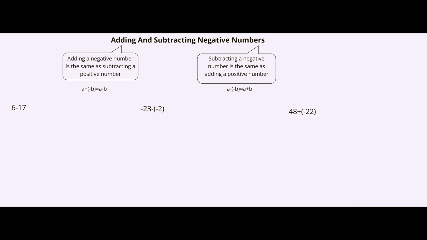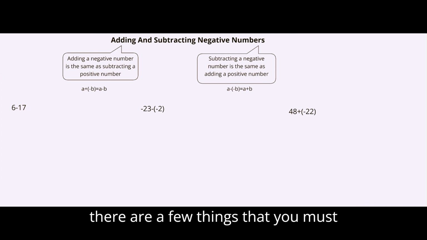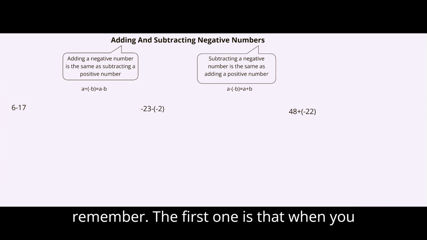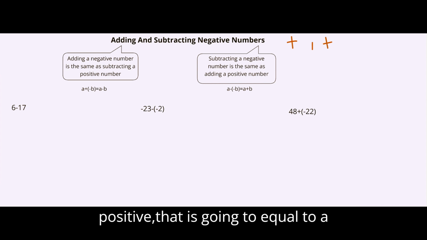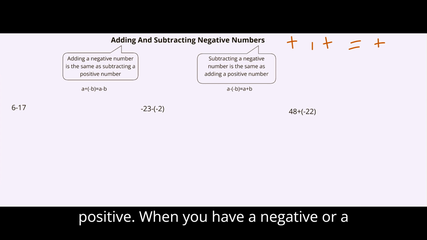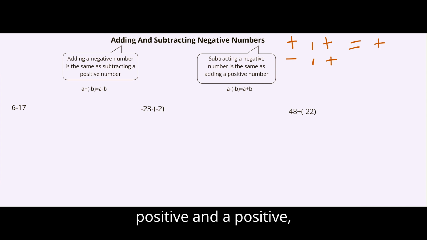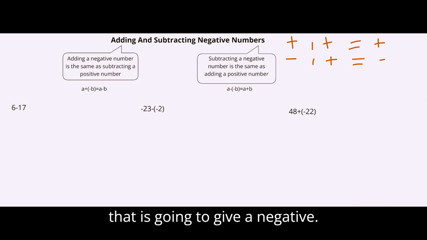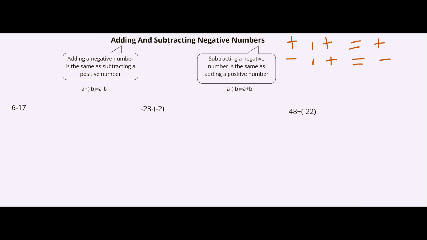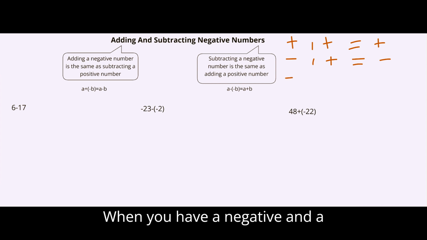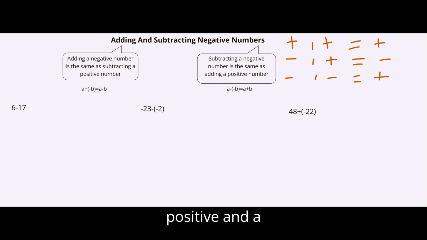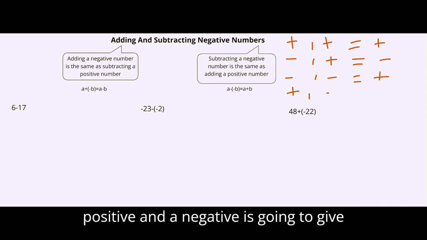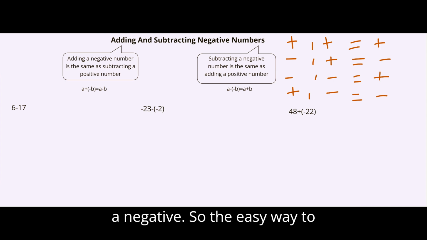Before that, there are a few things that you must remember. The first one is that when you have a positive and a positive, that is going to equal a positive. When you have a negative and a positive, that is going to give a negative. When you have a negative and a negative, that is going to give a positive, and a positive and a negative is going to give a negative.